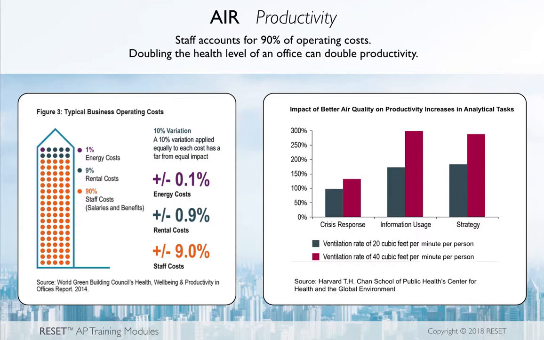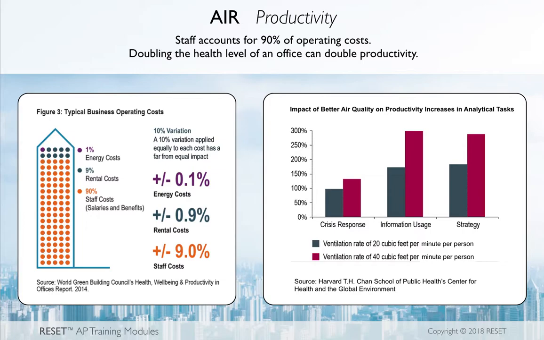And on the right-hand side, you'll see a small snapshot from a very important, rather seminal study that came out called the Cognitive Function Study by the Harvard T.H. Chan School of Public Health, Center for Health and Global Environment. So with this study, they actually were focusing on what it means to have better air quality in a space and how does that affect productivity.